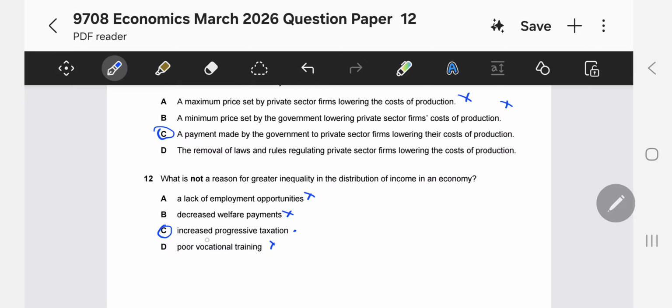Progressive tax means a greater proportion of tax is taken from people earning more money, and a small proportion is taken from people earning less.